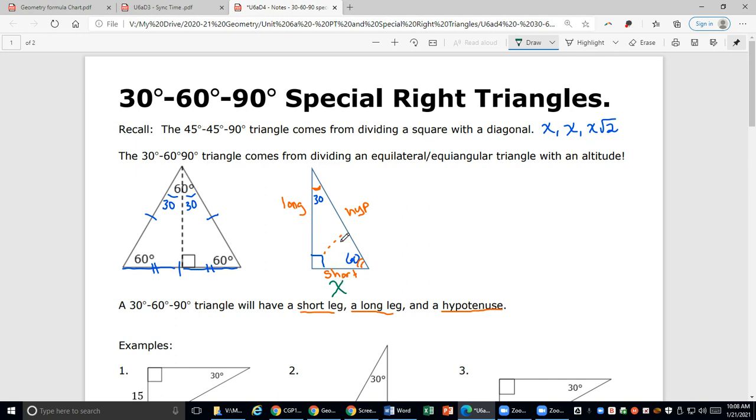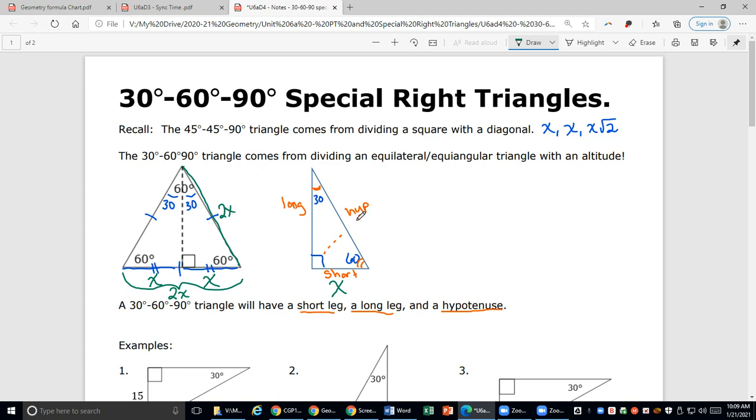So if I go back to my equilateral triangle, where that short leg is, if I call that x, that means it's also going to be x over here on this other side. So this whole side of the equilateral triangle is going to be x plus another x. So 1x plus 1x means this whole side is 2x. So each of the sides of the original triangle are all 2x.